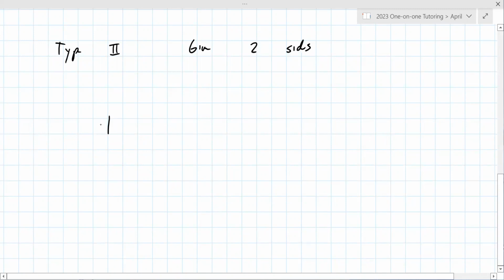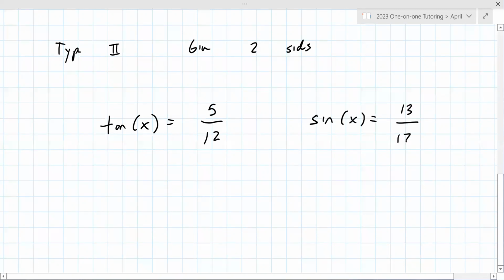So in this case, it's the tangent of x equals 5/12. Or maybe it's the sine of x equals 13/17. So is this the one where you do the reverse tangent? Reverse tangent 5/12, reverse sine 13/17.